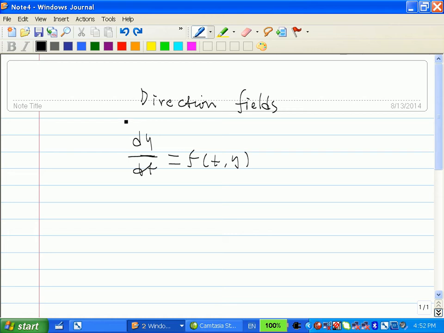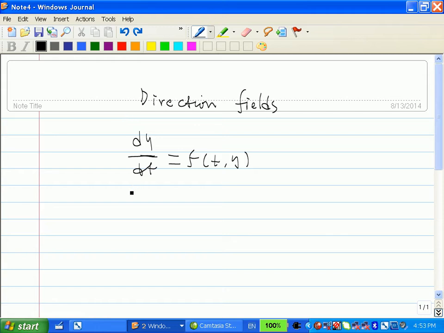This video is about direction fields. Okay, first let's consider the differential equation dy/dt = f(t, y). All the equations we're going to learn in this class can pretty much be written in this form. Now let's see what a direction field is for the given differential equation.